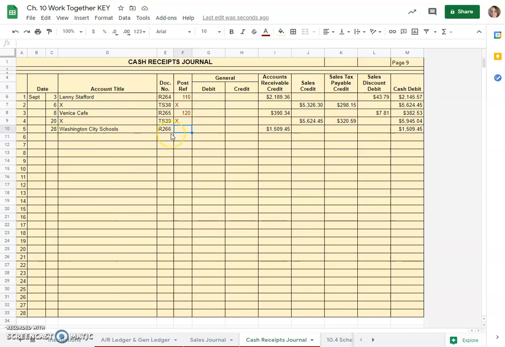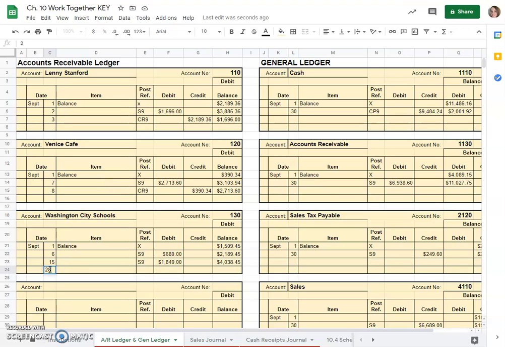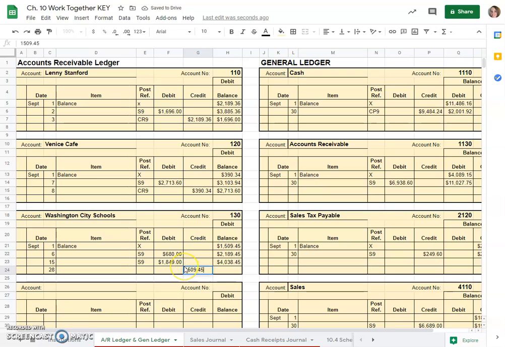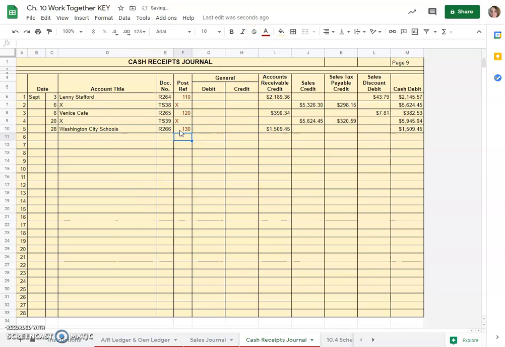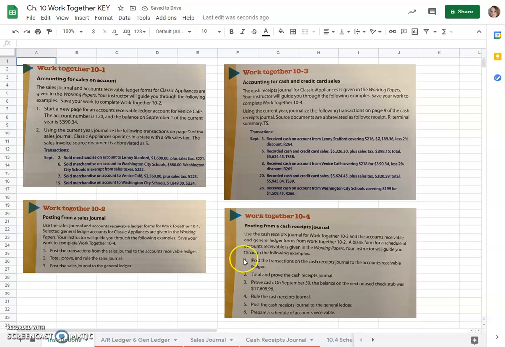And now we go to Washington Schools, and that's $1,509.45 on the 28th. So Washington Schools on the 28th, credit, $1,509.45, so it equals the previous debit balance minus the credit. They still owe $25.29 to us. And this is, again, Cash Receipts Journal, page 9, and account number 130 comes back here. So we have now completed part 1, post the transactions to the accounts receivable ledger.